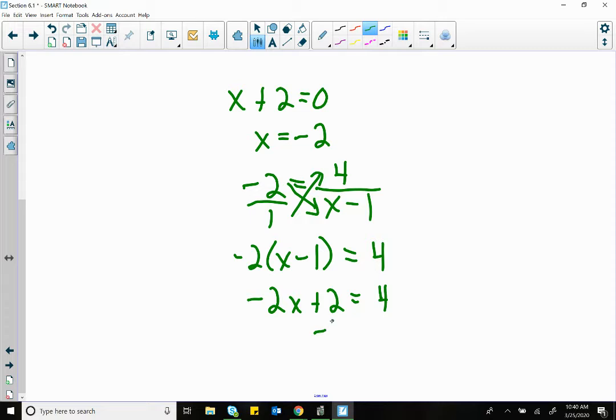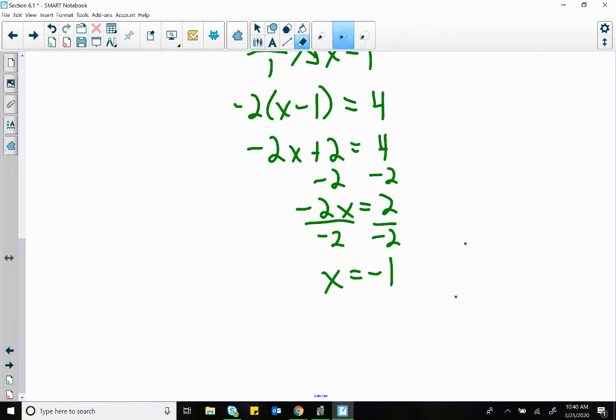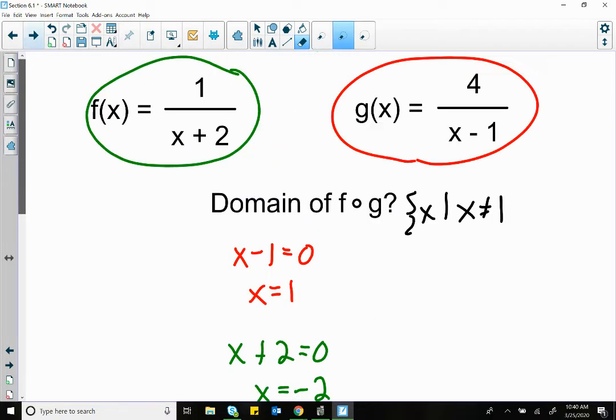And we're then going to subtract 2. -2x equals 2. And then divide by -2, divide by -2. x is equal to -1. And this is the other number we have to throw out, because when we take -1 and plug it into this guy, we get -2. And we know that that's a bad value for this.